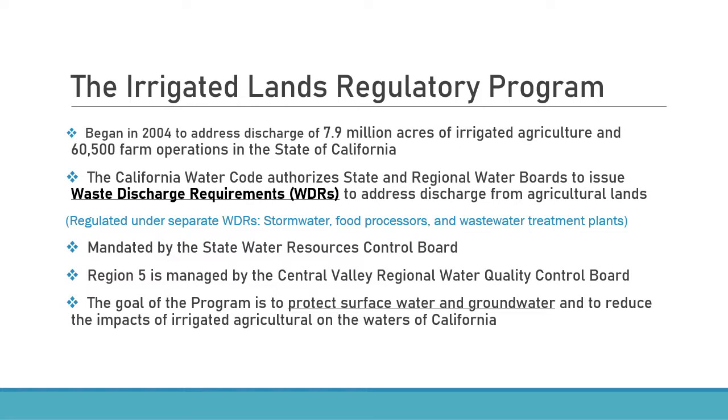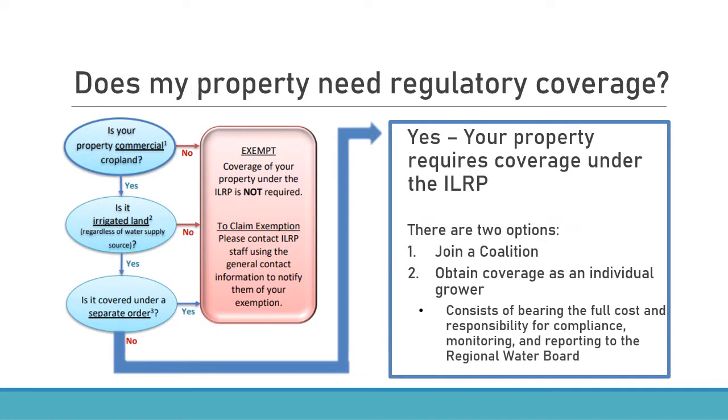The goal of the program is to protect surface water and groundwater and to reduce the impacts of irrigated agriculture on the waters of California. Property needs to be enrolled in the program if it is commercial, irrigated, and not already covered under a separate order. To get coverage, you have two options. You can obtain coverage as an individual or join a coalition. The coalition route, which I assume is the one that you have chosen, is the most cost-effective. If you obtain coverage as an individual, you are agreeing to bear the full cost and responsibility for compliance and report directly to the regional board. So most choose the coalition option.